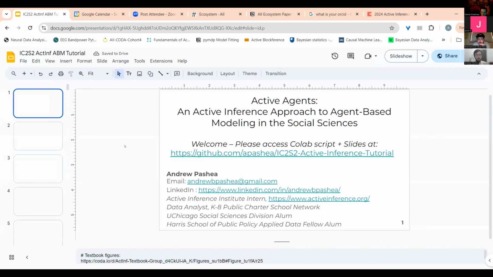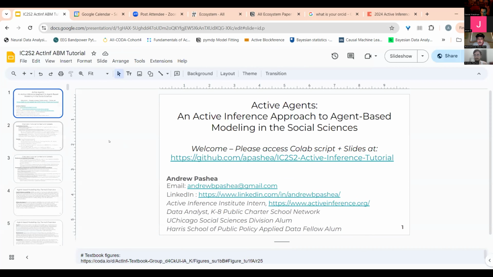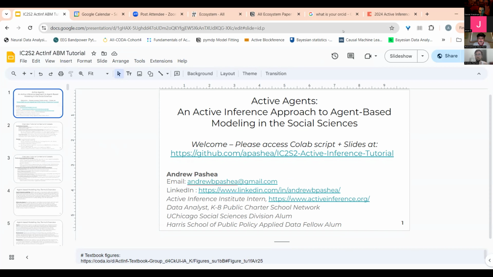Is this visible to everyone? The slides here. Yeah, go for it for 5 to 10 minutes, however much you want, and then let's see what people want to continue with.